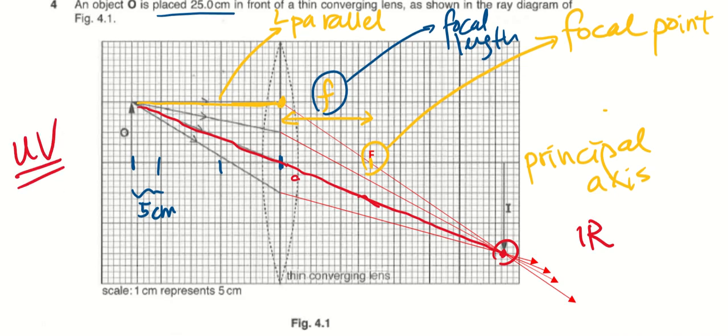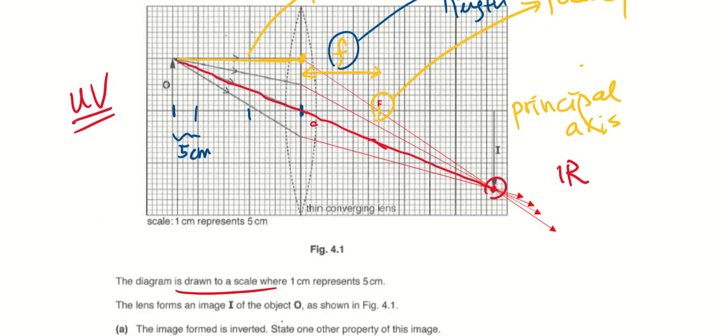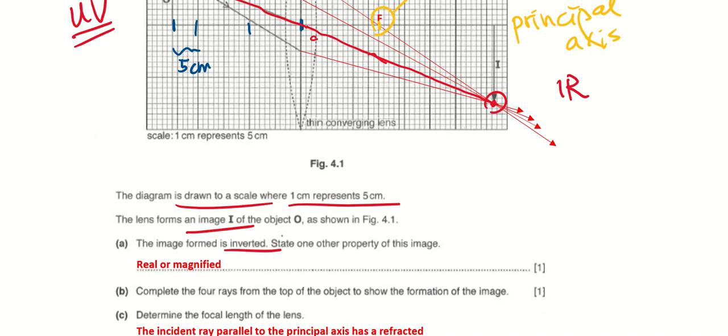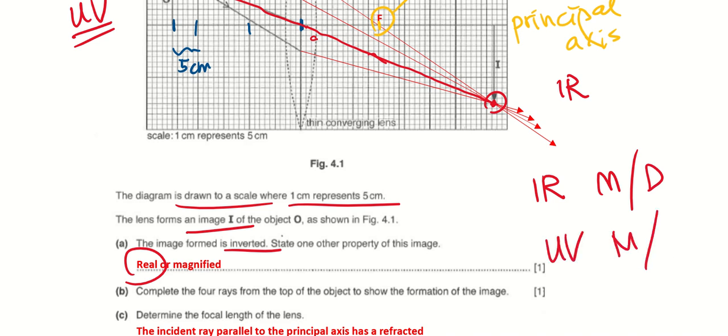Okay, so let's see what the question wants. The diagram is drawn to a scale where 1 cm represents 5 cm. That means if you are doing it on regular A4 paper, every 1 cm on the paper would represent an actual 5 cm. Why do we need that? Because later for our magnification. So in this case, they tell us where the image is, and indeed, it is inverted and real. Once they tell us that it's inverted, it must then be real already. Then state one other property. So it is either inverted real, magnified or diminished, or upright virtual, magnified or diminished.